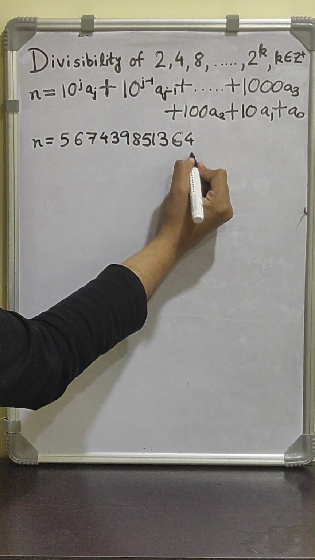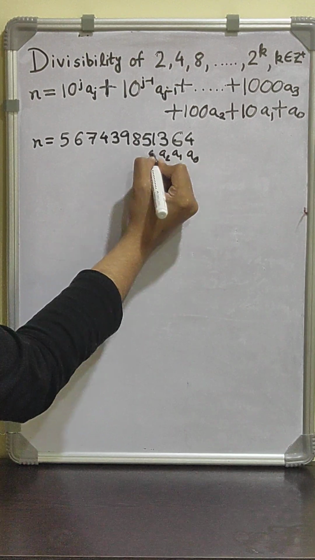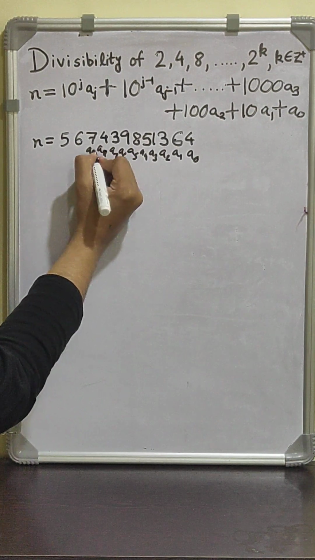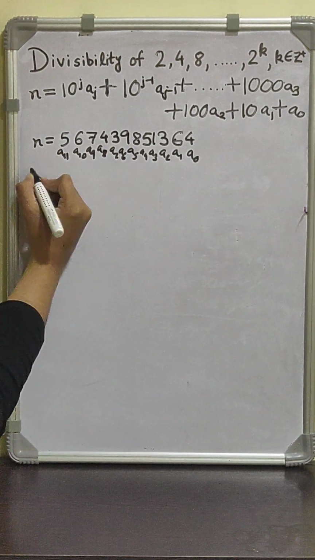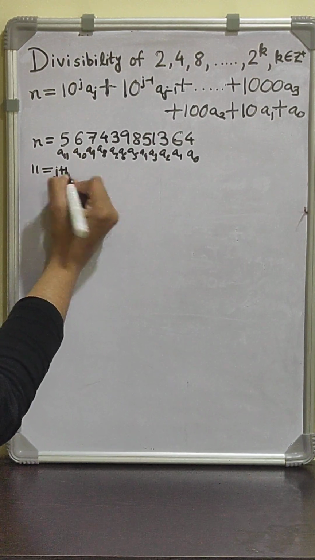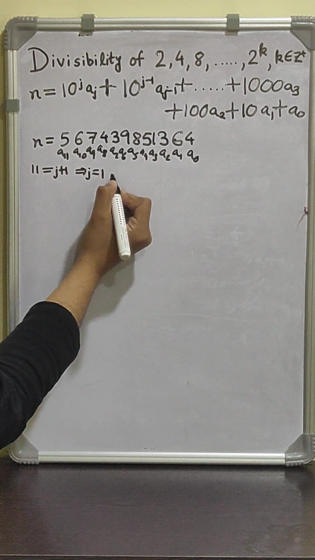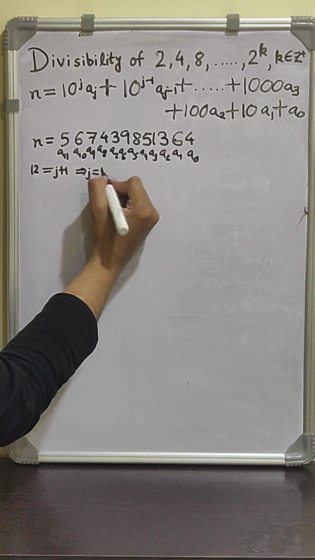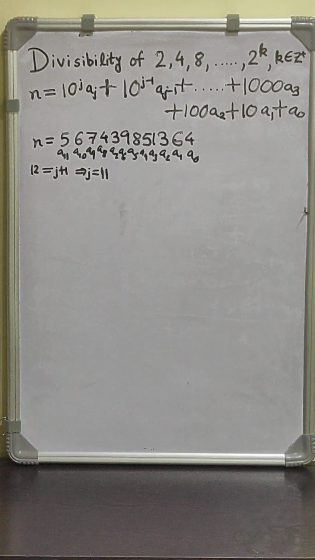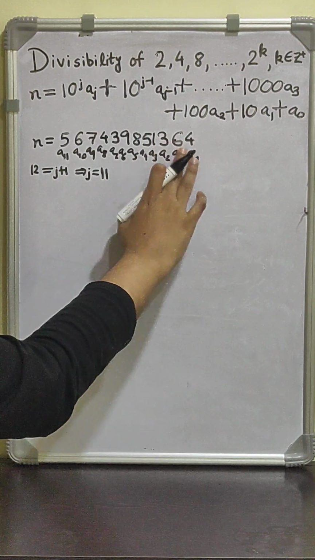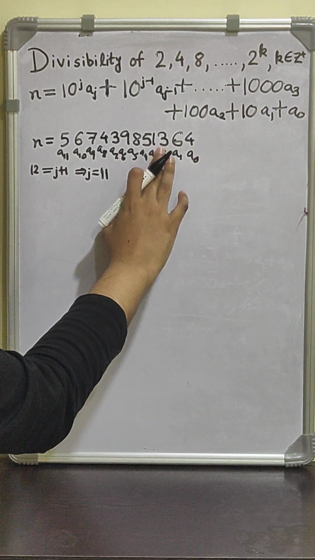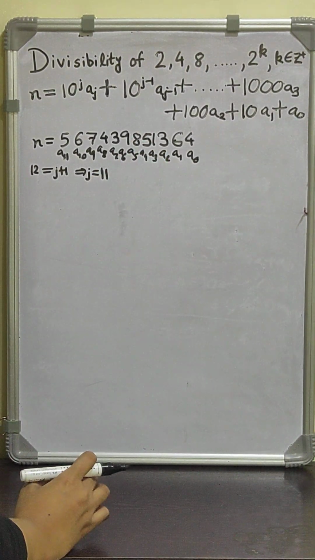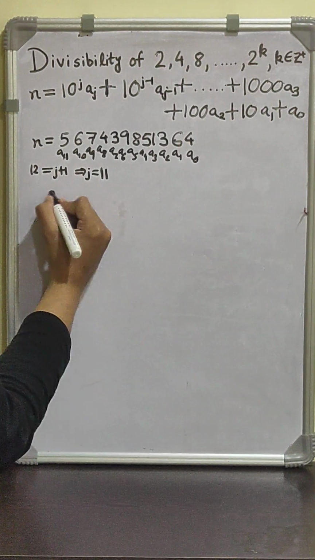How many digits are there? So there's A0, A1, A2, A3, A4, A5, A6, A7, A8, A9, A10, A11. It's an 11 digit number. So J plus 1 is 11, that means J is 10. No, sorry. It's a 12 digit number because J is 11. This was AJ. So it's a 12 digit number. So the last digit is 4.